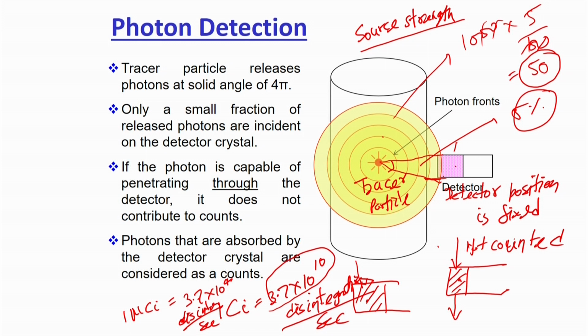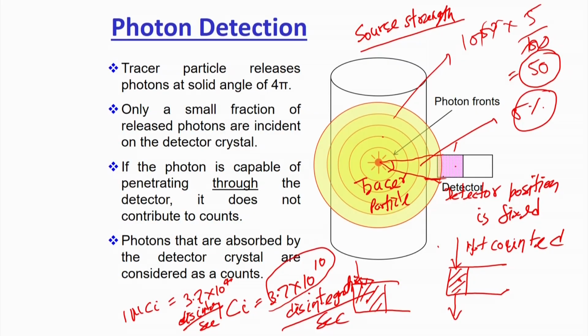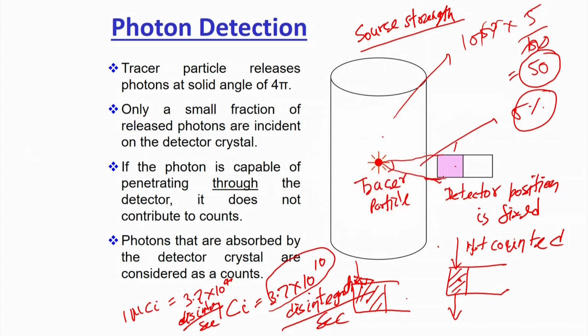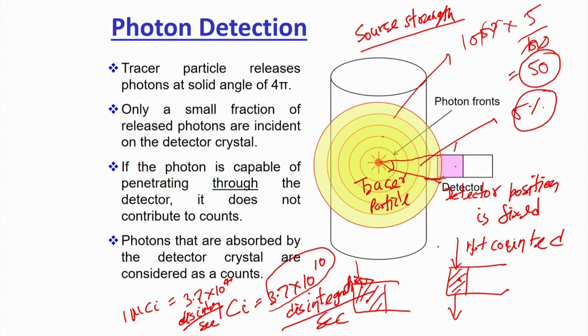per second. Now, out of that, if I know the solid angle and I say that only 5% is coming here or 10% is coming here, I can find out how many photons are going to be incident. Suppose this is 10%, then 3.7 into 10 to the power 4 we will multiply by 10 divided by 100. So what are you going to get? You are going to get 3.7 into 10 to the power 3. This many photons will actually be incident on the detector.